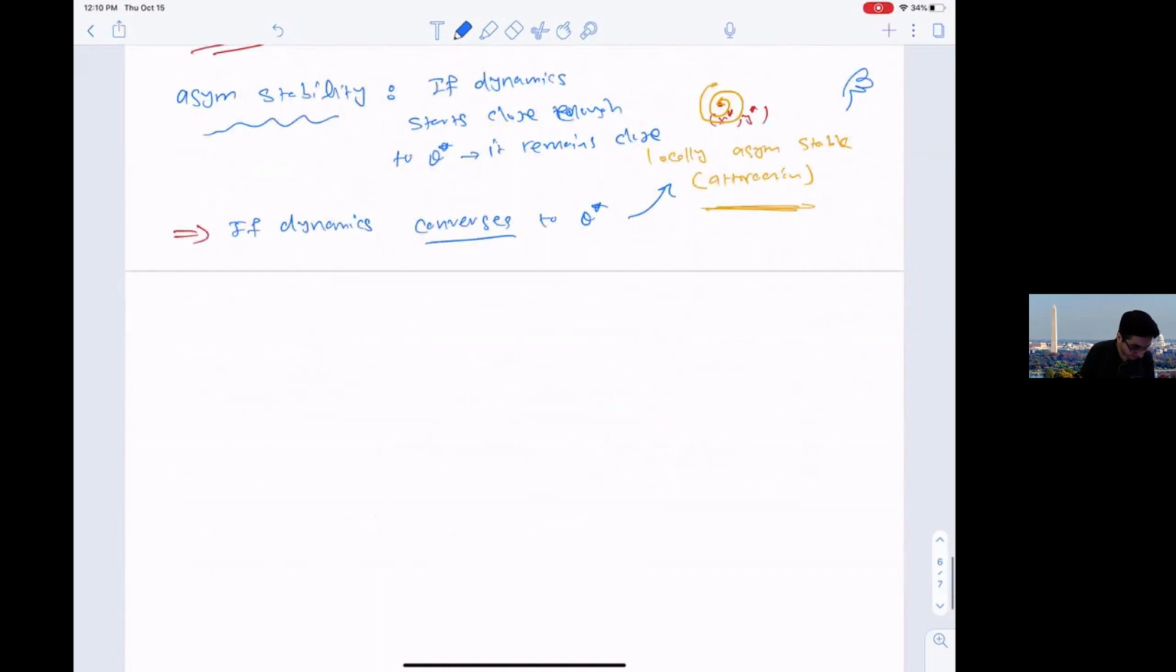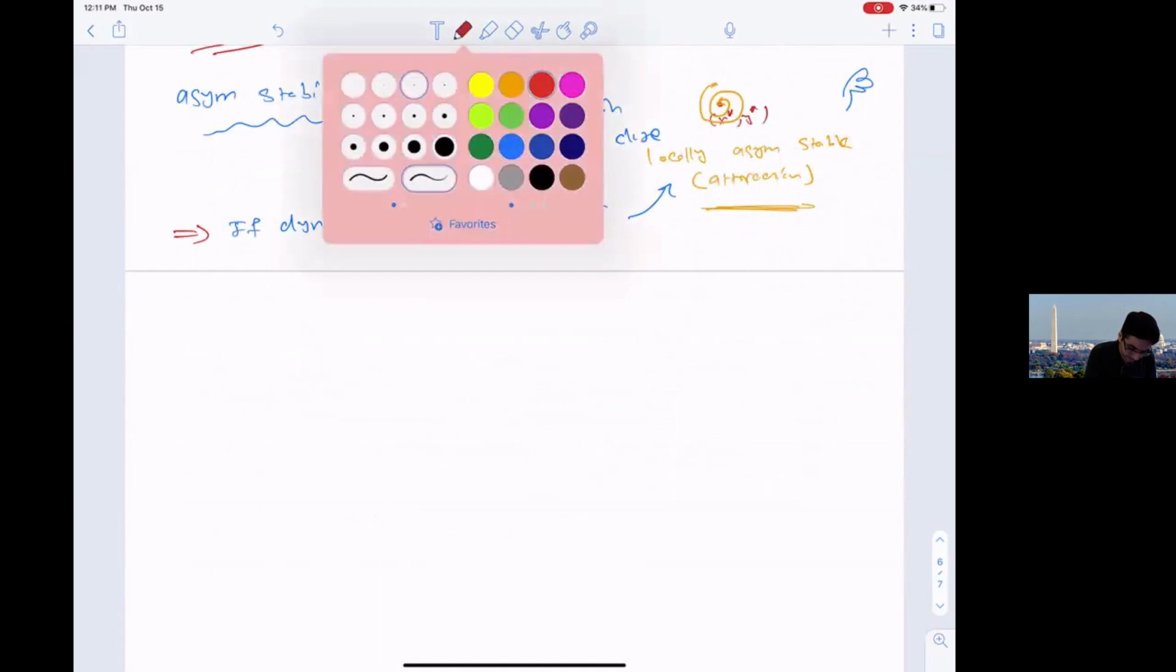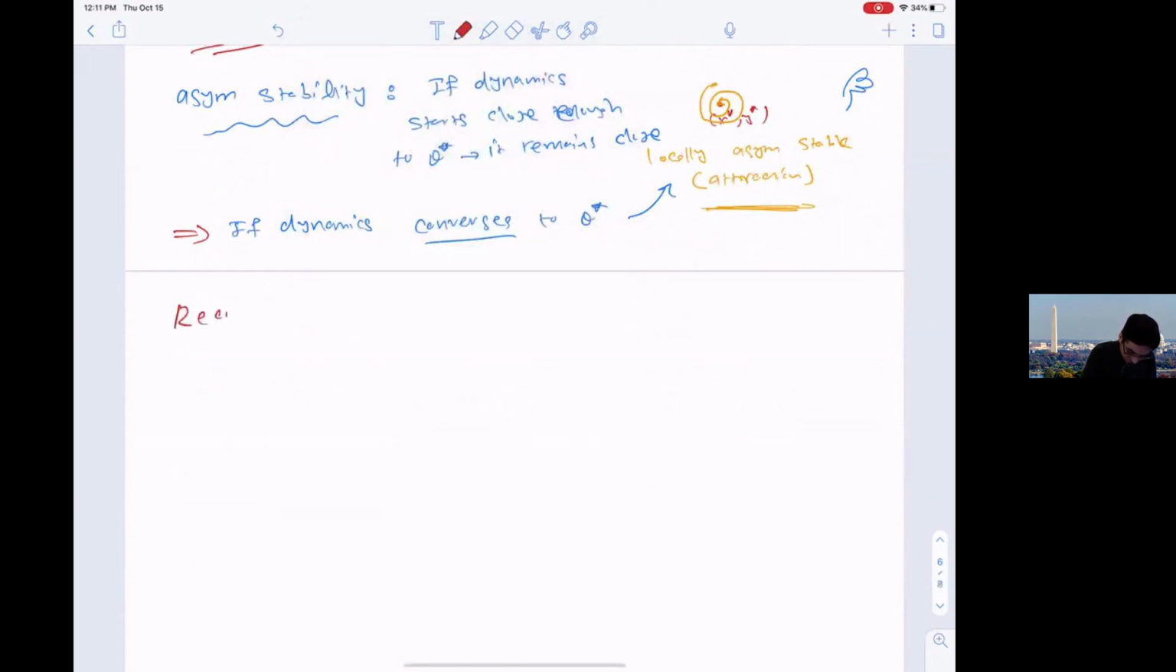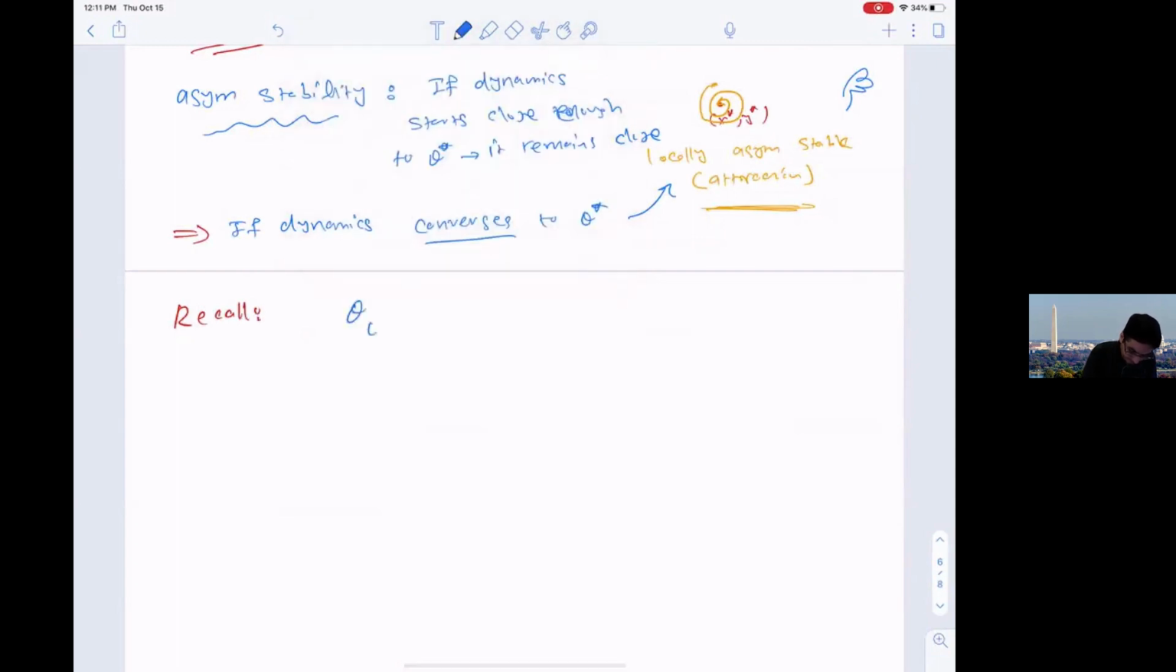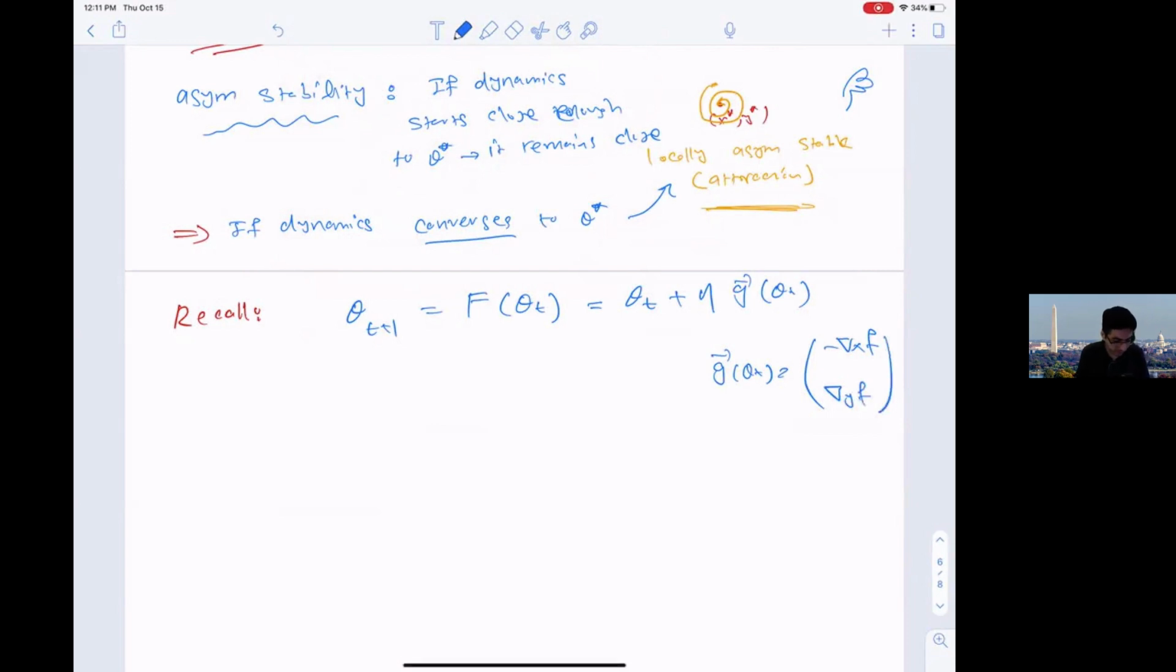Okay, so let's go back to the GDA dynamics that we started with. In the GDA dynamics, we have theta t plus 1 equal to that function f applied to theta t. And that function was basically theta t plus eta times my gradient vector. If you recall, the gradient vector has one component that is the negative gradient with respect to x, and the other component is the positive gradient with respect to y.